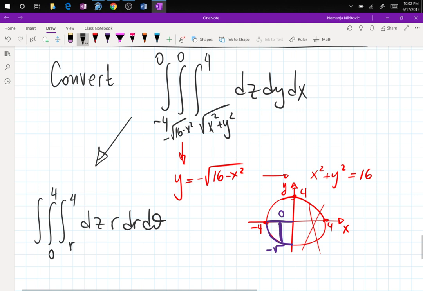And now, what is my theta? Pi to 3 pi over 2. Excellent. Pi to 3 pi over 2. Because you have pi and then 3 pi over 2 as the end.